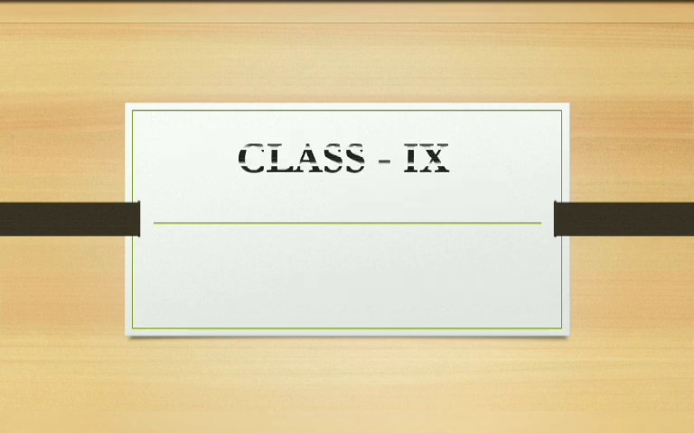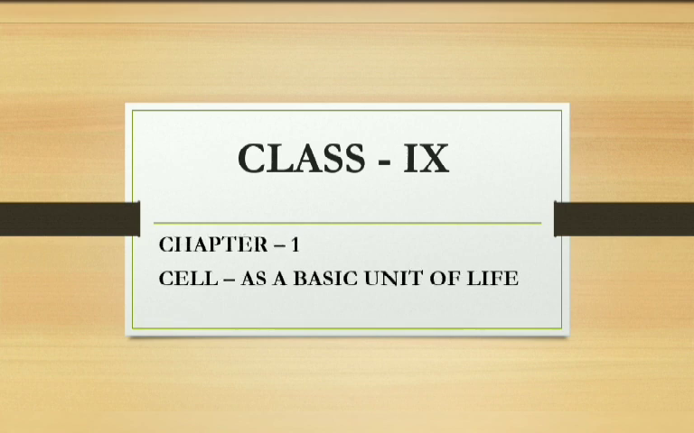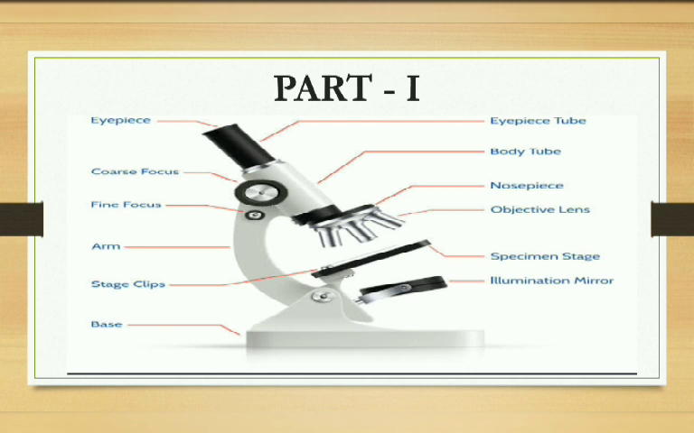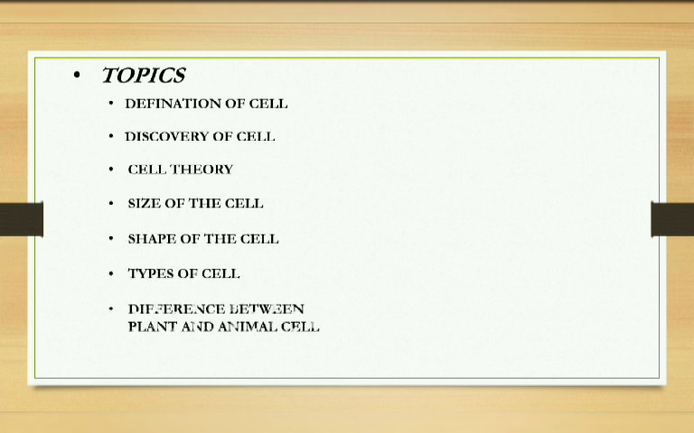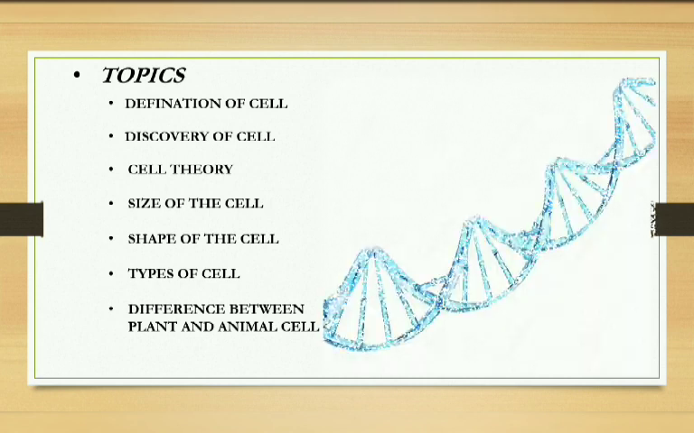This lecture is for class 9th and the first chapter is Cell as a Basic Unit of Life. Now here it begins. In this first part, we cover some topics: number 1, definition of the cell; second, discovery of the cell; third, cell theory; then size of the cell, shape of the cell, type of the cell, and the last one is difference between plant and animal cell. So come to the first topic, definition of cell.